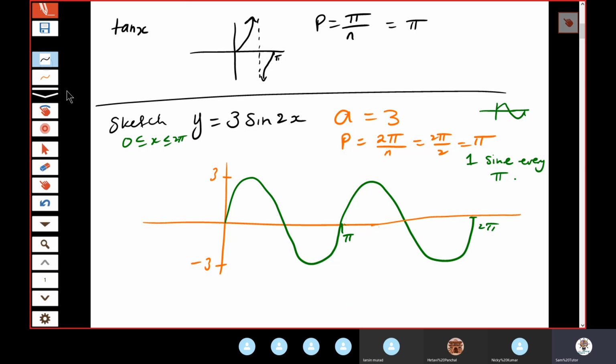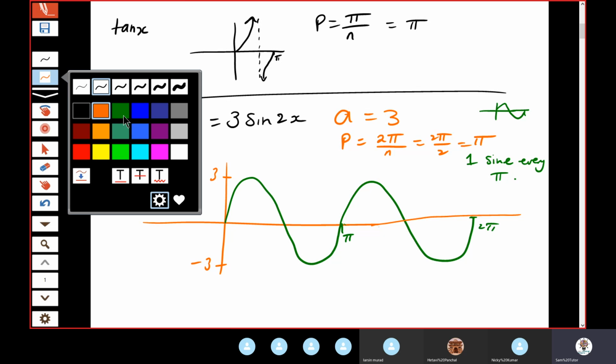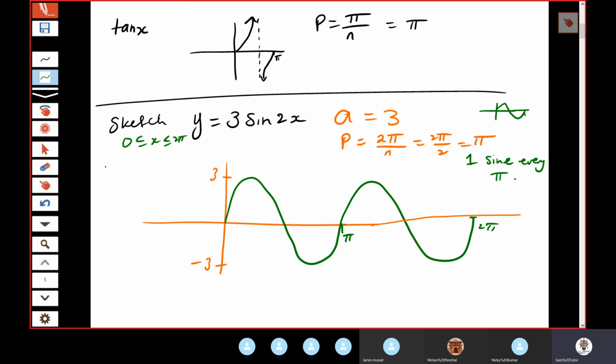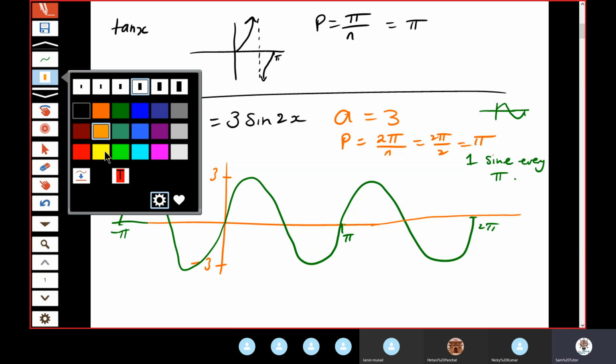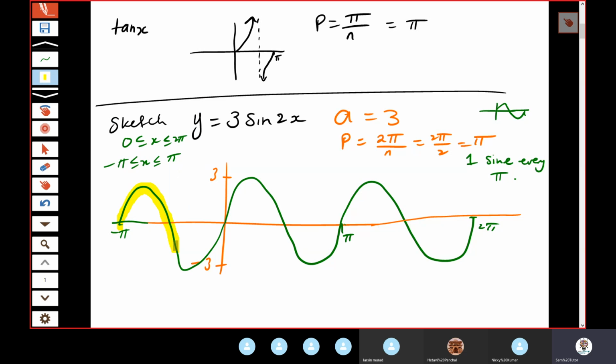And then, if they gave you a different domain, they said, hey, draw it from negative pi, I don't know, to pi, then you would have continued this. There's negative pi, and that's negative pi to pi for that one there.